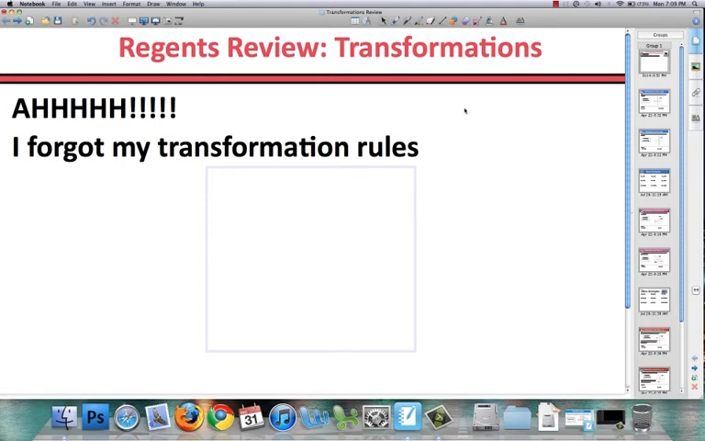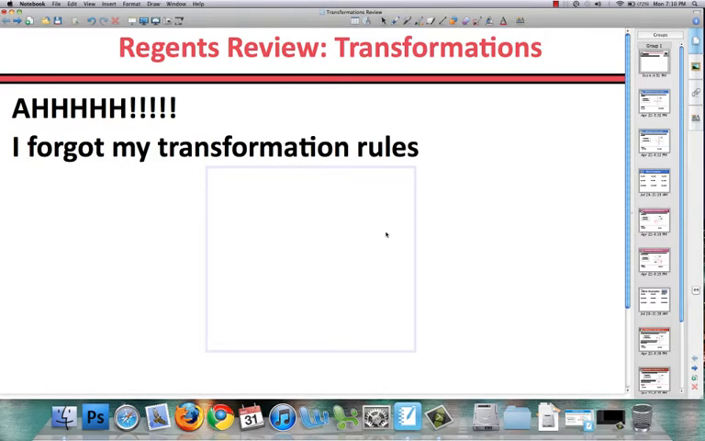So today we're going to review transformations. If you are in the Regents and you completely forget the rules, so for example, if you forget the rule for a reflection in the line y equals x, or a reflection on the x-axis, or any type of rotation, so rotation of 90, rotation of 270, we are going to go over some strategies if you happen to forget your rules.